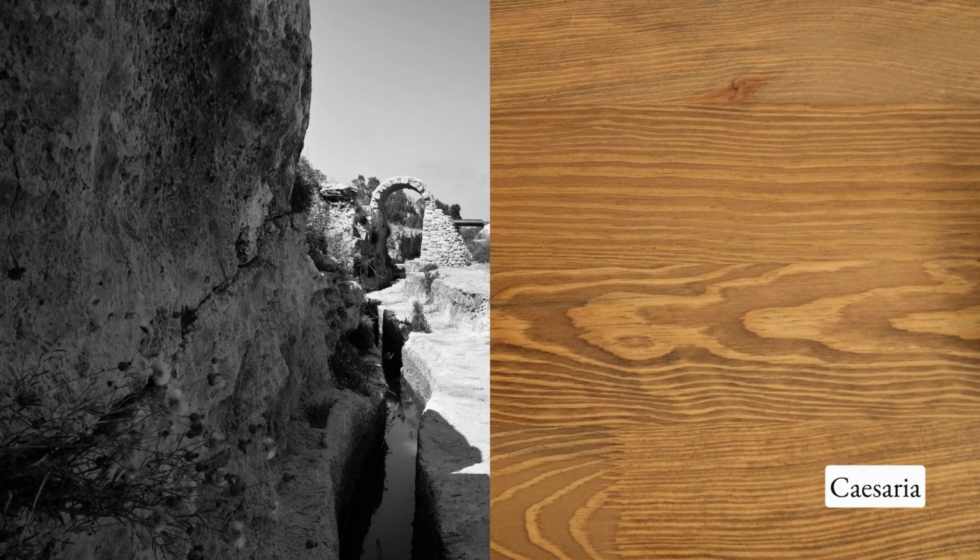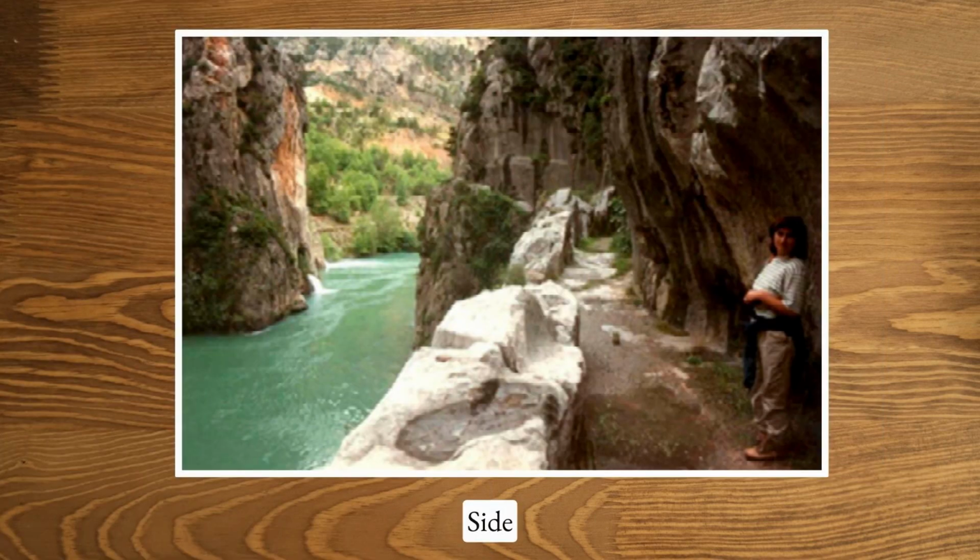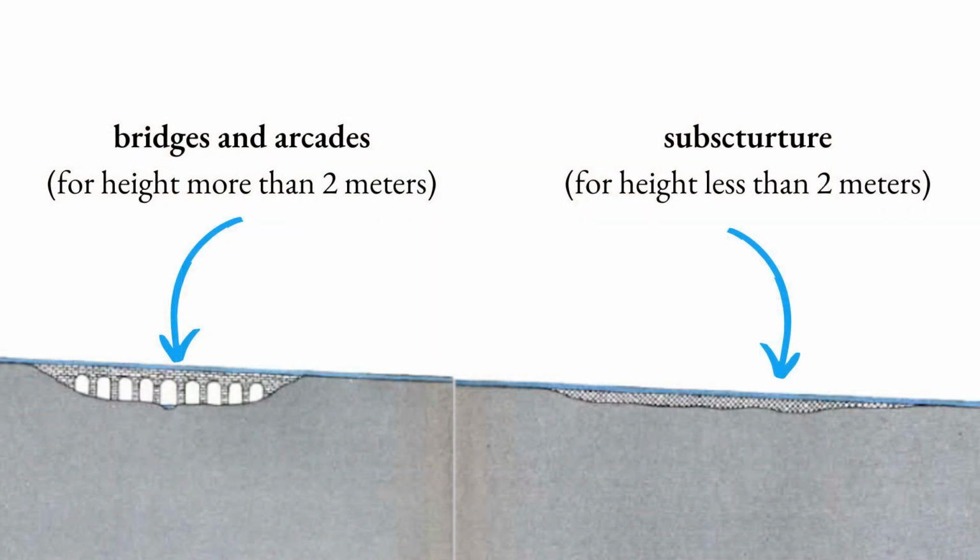Here is a very unusual section of aqueduct belonging to the city of Side. The channel was cut into the rock parallel to the flow of the Manavgat river. If the channel had to be raised to maintain its level, a substructure, or simply a wall, was used up to about 2 meters. Bridges were used for higher levels.